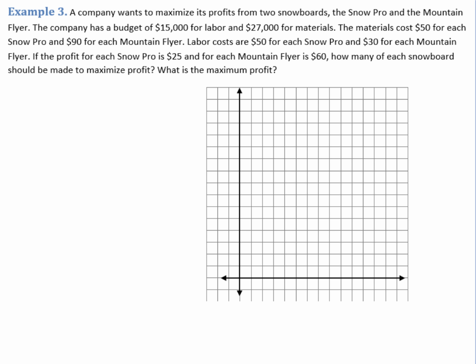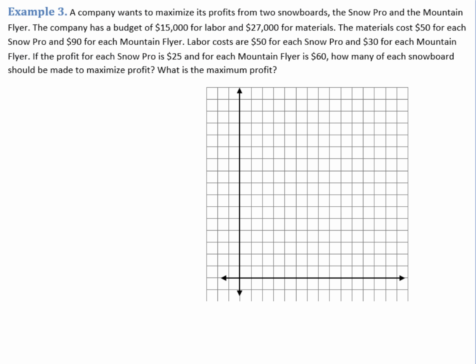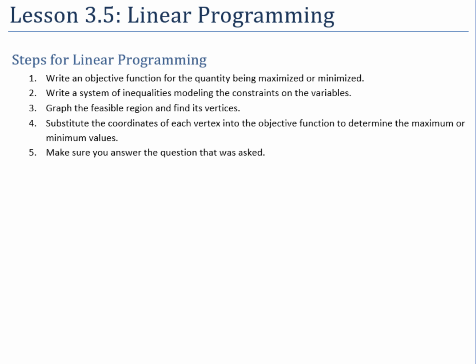So there's a lot of information here. We're going to work through these steps that I talked about earlier, and we're going to come up with our solution to this problem. It could be up here, like if we didn't have other constraints, it says we're making $25 per Snow Pro and $60 per Mountain Flyer. Well, this one obviously is making more money, but there's some other restrictions on what can happen with those different snowboards.